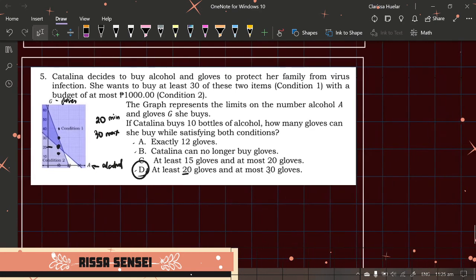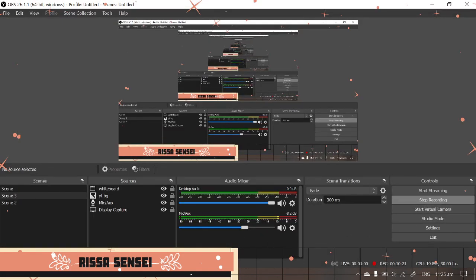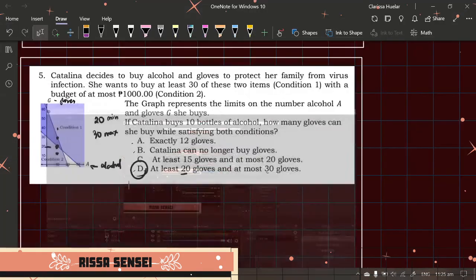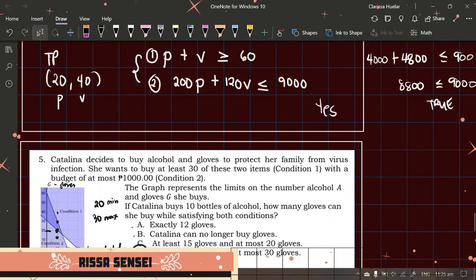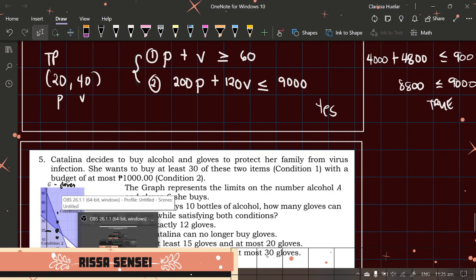Okay? Okay, so that ends our discussion for problem solving. So easy lang. Okay, thank you.